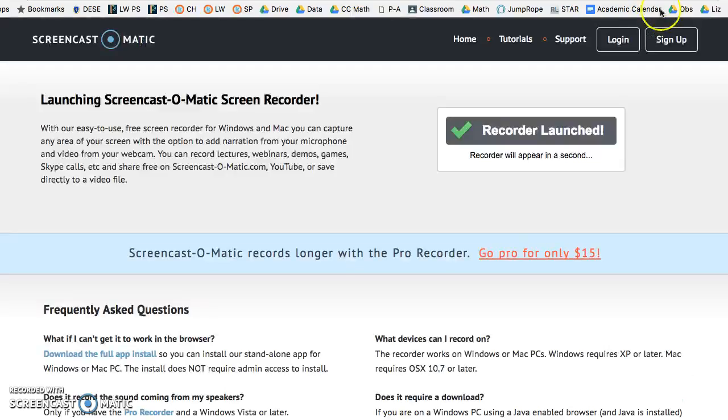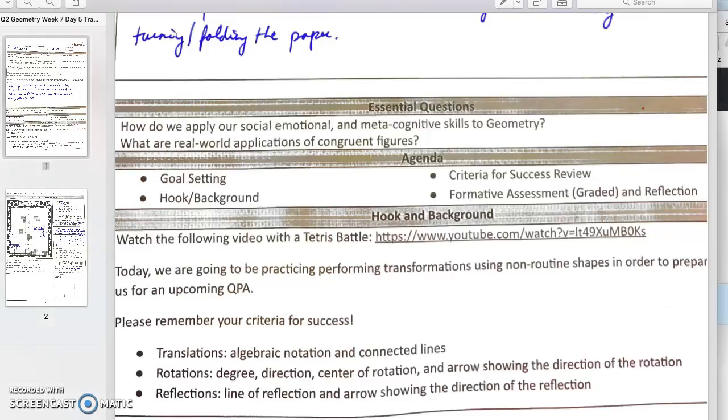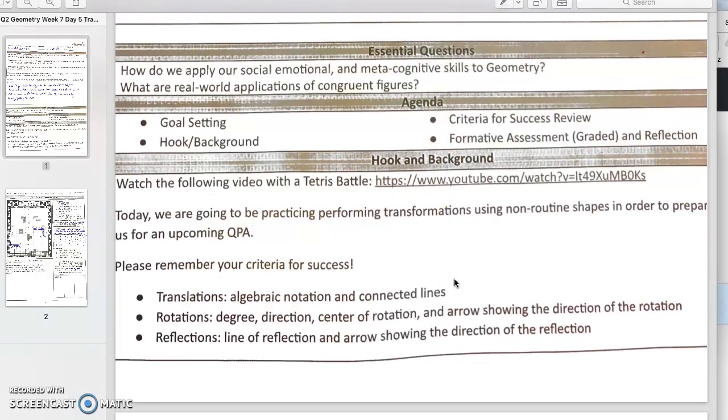So while we may not be able to perform transformations at quite that rate, we are going to be performing some transformations. So just remember our criteria for success. Our translations require algebraic notation and connected lines. Our rotations must show the degree, the direction, the center of rotation, and the arrow showing the direction of the rotation. And our reflections need to have the line of reflection drawn, the equation representing the line of reflection, as well as the arrow showing the direction of the reflection.